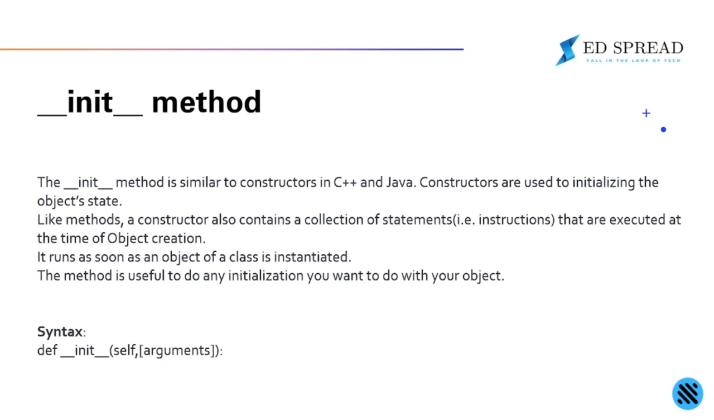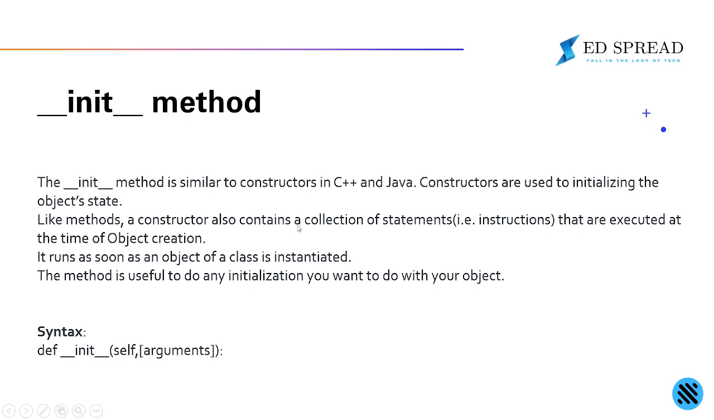And next one is init method. Init is nothing but a constructor. Constructor is similar to constructors in C++ and Java. Constructors are used for initializing the object state. When we are trying to pass some parameters inside an object while we are creating an object, we need a constructor in order to do that. So that's why init method is used.